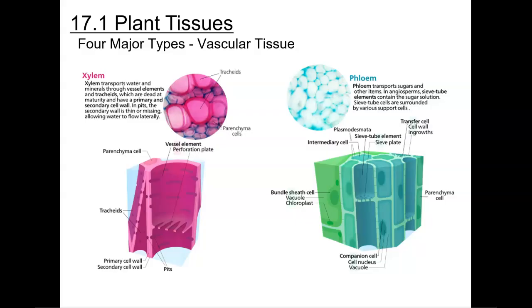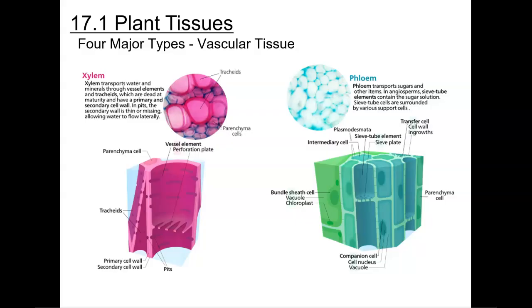Phloem, on the other hand, is going to be on the right-hand side. And so you can see how those cells are going to be made up. You're going to see those sieve tubes in the sieve plate. So notice how it's going to filter out. The phloem, remember, is going to be responsible for transporting sugars and other items. So if you have angiosperms, the sieve tube element is going to contain the sugar solution. So sieve tube cells are going to be surrounded by various support cells, and you can see those here.